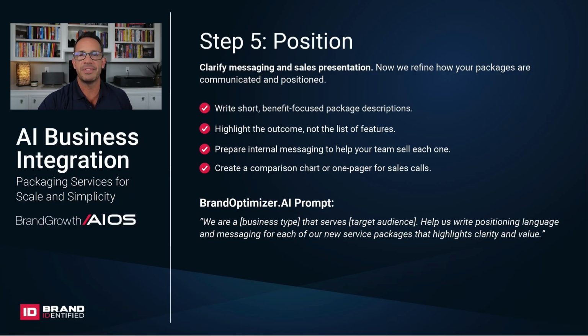So step number 5 is to position. Clarify messaging and sales presentation. Now we refine how your packages are communicated and positioned. So write short, benefit-focused package descriptions. Highlight the outcome, not the list of features. Prepare internal messaging to help your team sell each of those. And then create a comparison chart or a one-pager for your sales team to use during sales calls. And then I've given you another BrandOptimizer.ai prompt for step number 5.